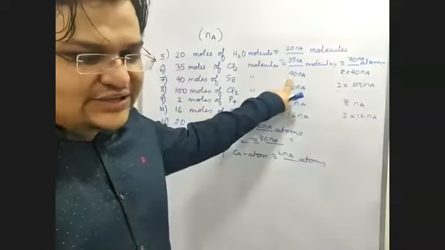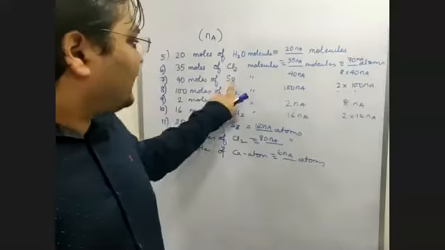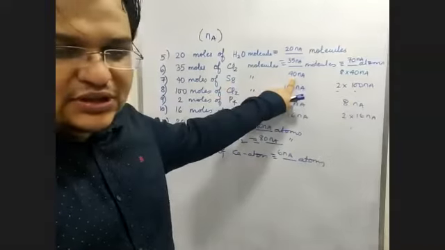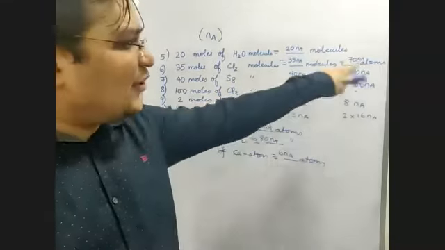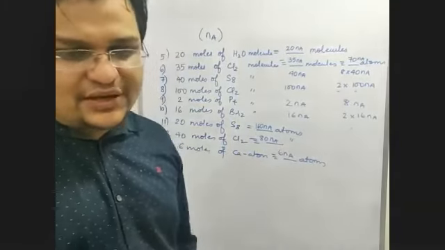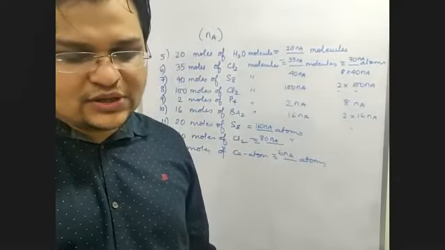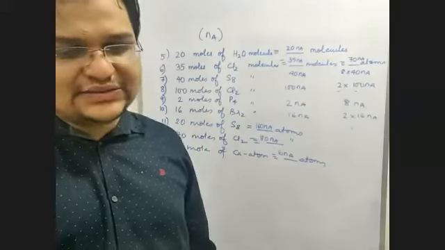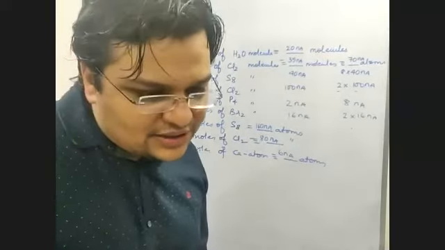The seventh sum, how did I get it? 40 moles of acid, 40 NA molecules, 1 molecule has 8 atoms, hence 8 into 40. So is this type clear, guys? First tell me that.